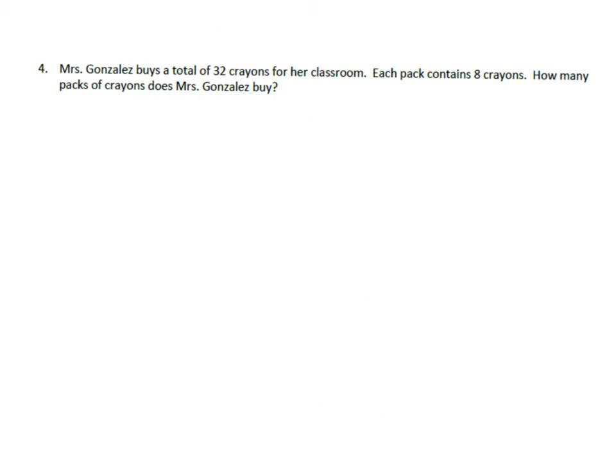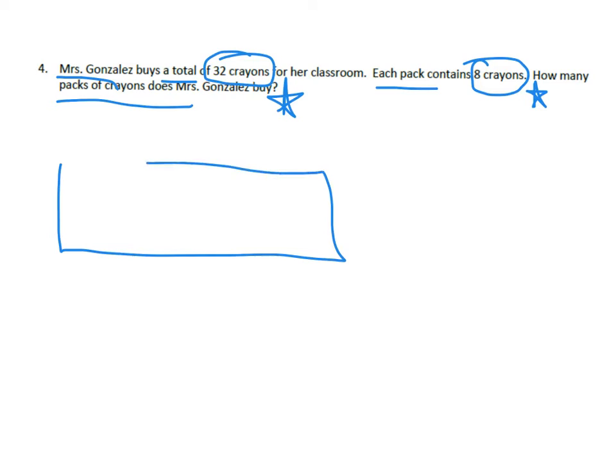Let's take a look at number 4. It says Mrs. Gonzalez buys a total of 32 crayons for her classroom. Each pack contains 8 crayons. How many packs of crayons does Mrs. Gonzalez buy? So the first thing I'm going to do is draw a tape diagram. Next, I'm going to look at the first sentence. It says that she buys a total of 32 crayons. So I'm going to label the total as 32.